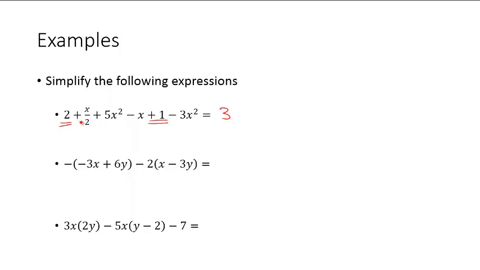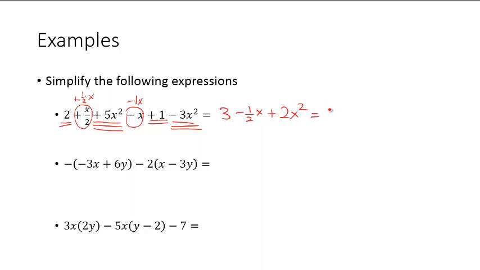There's also terms ending with an x, so positive 1/2 x and negative 1x. And nothing else ends with an x. So can we compute 1/2 minus 1? Yes, we can. That gives us negative 1/2 x. You can also write that as negative x over 2. Finally, we have the positive 5x squared, negative 3x squared, giving us a positive 2x squared.